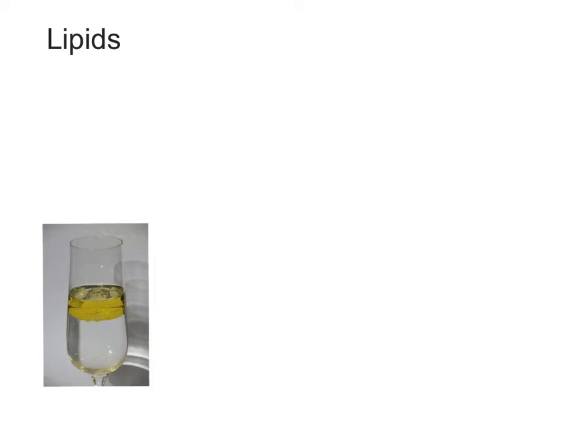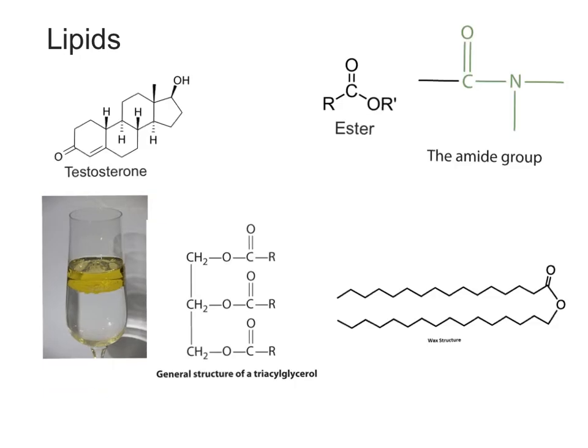Lipids are the most efficient form of energy storage in animals. Other biomolecules can be classified according to what functional groups are present. For example, carbohydrates are classified as polyhydroxyketones or polyhydroxyaldehydes. This is not true about lipids.